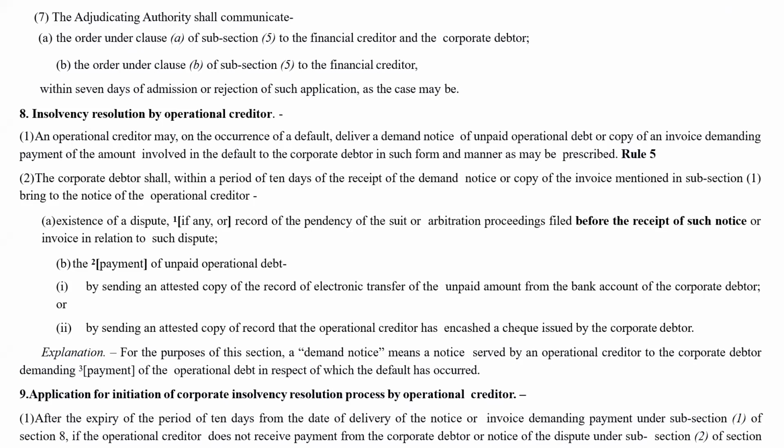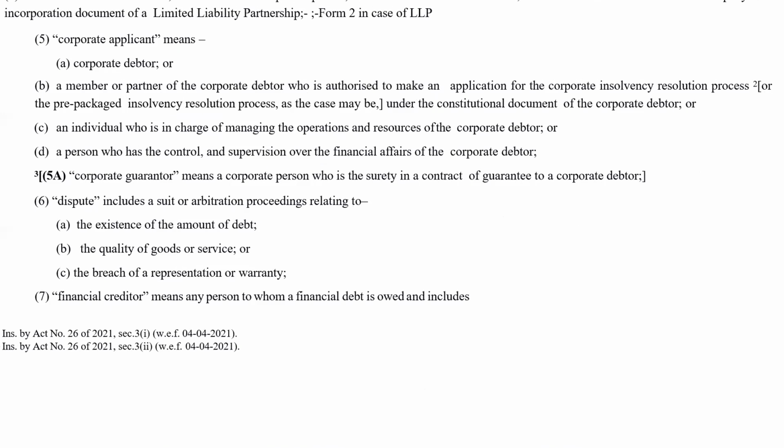So the definition of dispute here is important. What is the meaning of dispute? For this we have to refer to section 5, subsection 6, I think. So section 5, subsection 6, we see it says dispute. This is an inclusive definition. Dispute includes a suit or arbitration proceeding. So there could be a suit, there could be an arbitration proceeding, but since it is an inclusive definition, there could be a dispute even though no suit has been filed, even though no arbitration proceedings are going on.